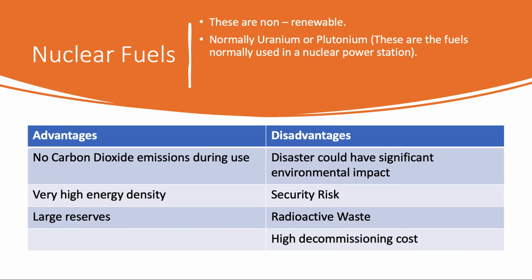Moving on to nuclear fuels, these are non-renewable as well, and they are normally uranium or plutonium. These are fuels normally used in nuclear power stations. So these two fuels over here are mainly used in power stations that generate nuclear energy. Some advantages are there are no carbon dioxide emissions during use, very high energy density, and there are large reserves. But some disadvantages are that a disaster could have severe, significant environmental impact.